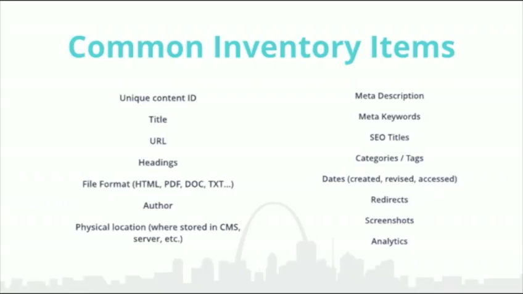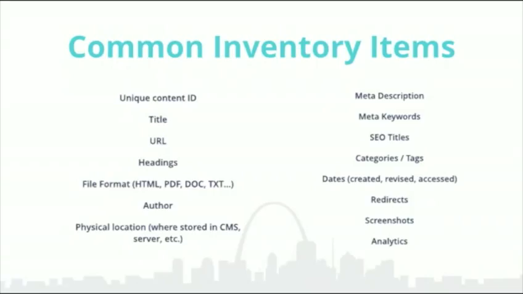So just like I talked about the focus and the goals of the content inventory, there are a lot of fields that you can look at when you're doing one. We might be looking at the content ID, because that's going to be the identifier. What's the title of the page? What's the URL, the headings, the file formats of those documents, who owns it, who's the author? Actually, where's the physical location? Where does it live in the CMS or on another server, et cetera, because then we can start thinking about the architecture and the bigger picture.